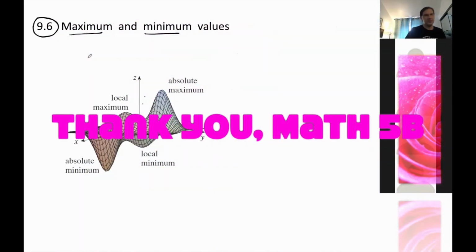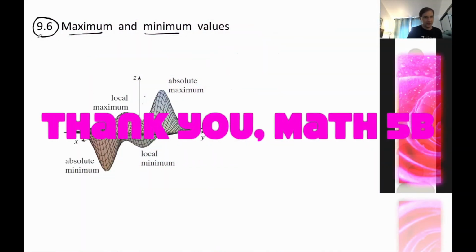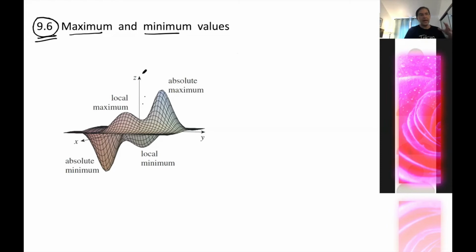So section 9.6, this is the last section that we'll be doing. And this section is about minimum and maximum values of a function. The key point of this section is to determine when the function has a local minimum, maximum, and saddle points. So let me just say calculus 1.